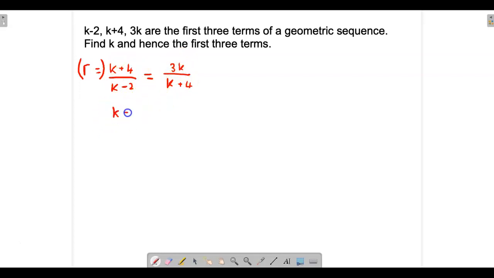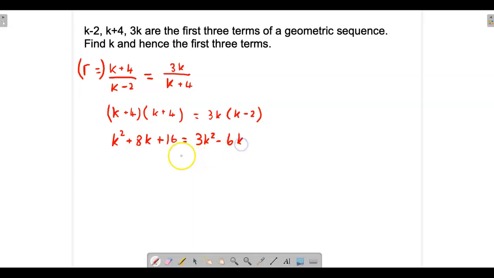So by just getting rid of those numbers on the bottom with the fractions, I can say k plus 4, multiply those two together equals 3k brackets k minus 2. So what I'm going to do is set up here a quadratic equation. So I've got k squared, 8k, and 16 here on the left hand side, and on the right hand side I've got 3k squared minus 6k.